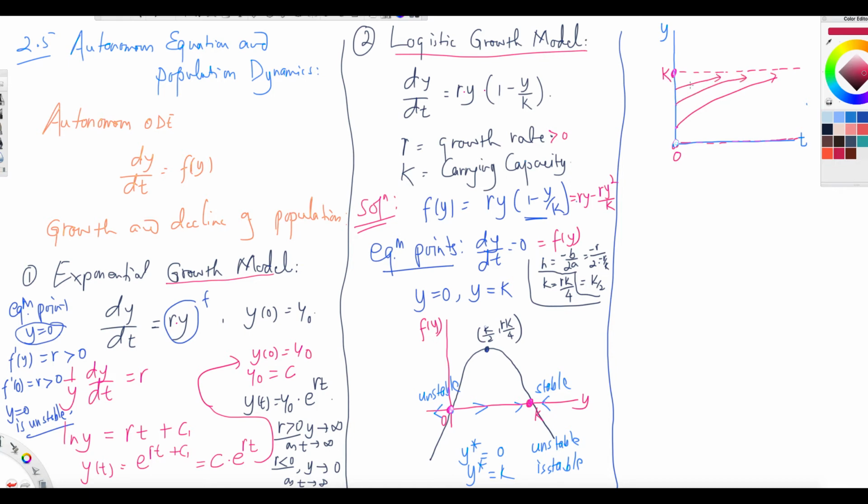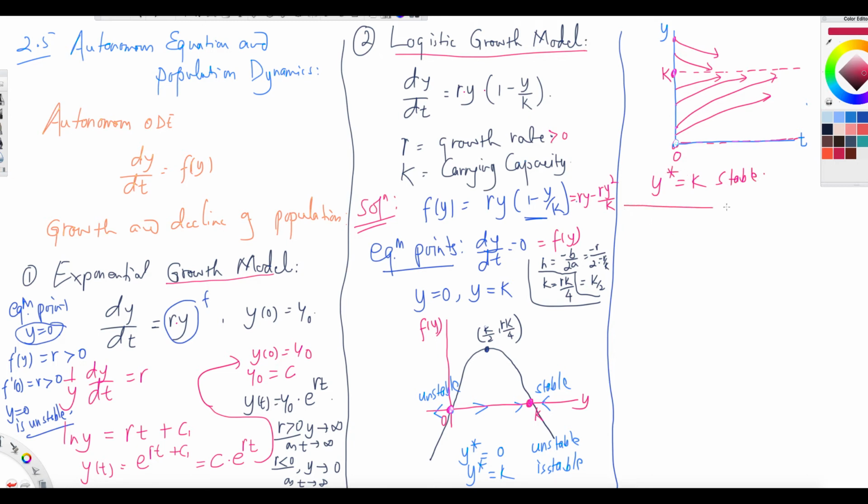You can think. Okay, now if you start anything bigger than k, that means if your initial value is bigger than k, then it will go down. Like you see that. So you see that it is going to k. So this goes down. So what you can see from here is, see this y star equals k is stable. Right? This is one way. This is the phase diagram way. So there is another way, right?